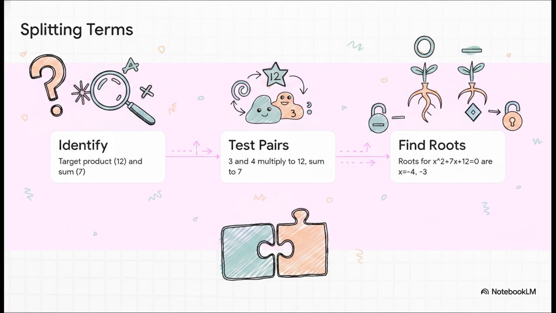Take the equation x squared plus 7x plus 12 equals 0. You just got to ask yourself, what two numbers multiply to 12 and also add up to 7? Well, 3 and 4. You split that middle term, factor it out, and boom, your roots are -4 and -3. It's like a satisfying little puzzle, and it's incredibly efficient once you know what to look for.